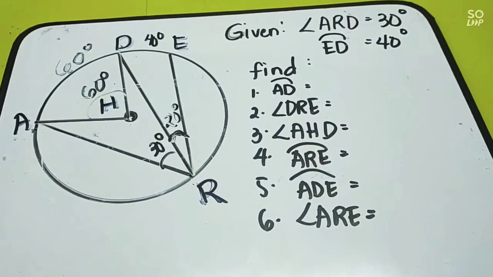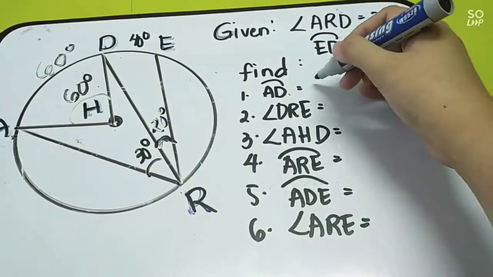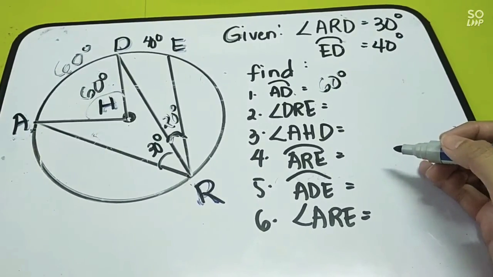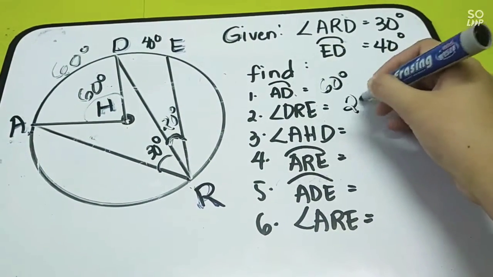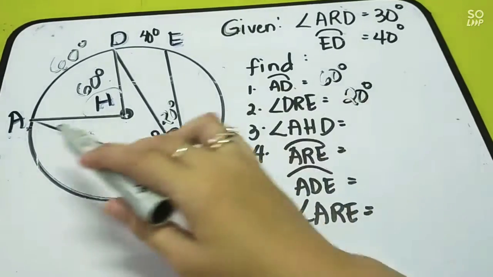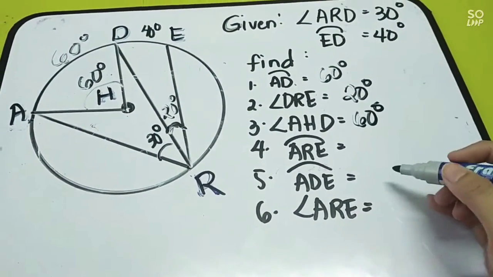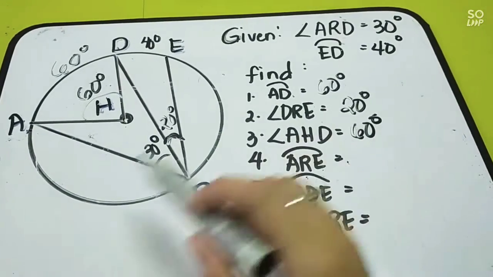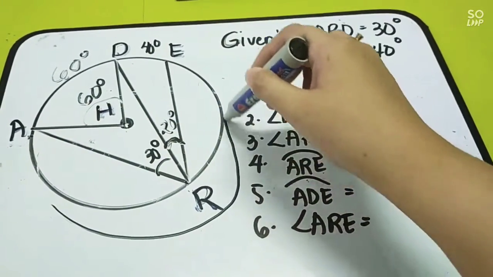Next, let us find arc AD. Our AD is 60 degrees. Next, what is angle DRE? DRE, we have 20 degrees. Next, what is angle AHD? AHD, we have 60 degrees. Next, how about arc ARE? Arc ARE, this is the arc we are looking for.